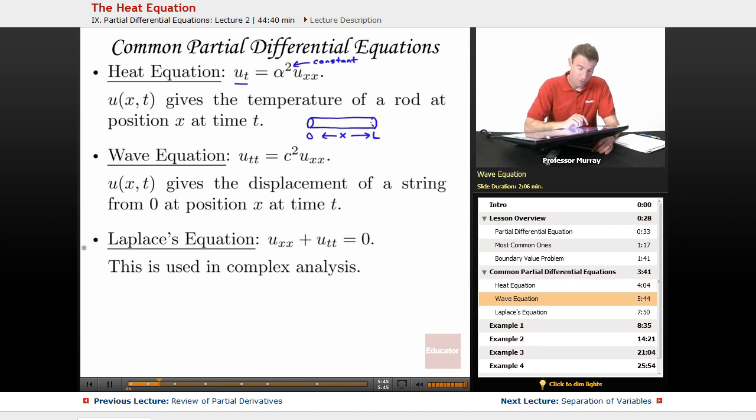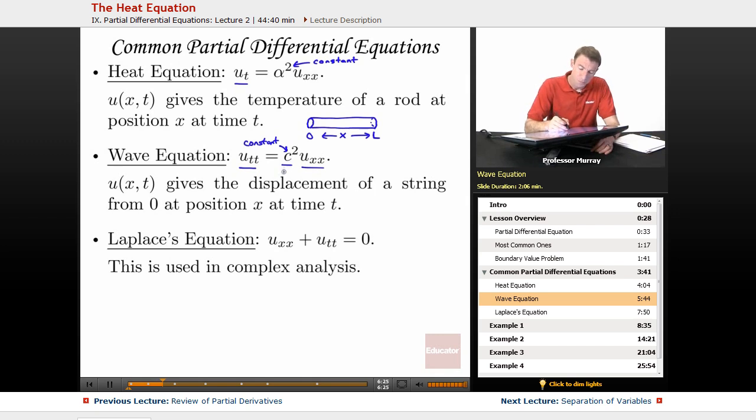The wave equation is another very common one, and it looks very similar. u_tt is equal to c squared times u_xx, and again, the c is a constant. I forgot to mention back when we were talking about the heat equation that alpha squared is a constant of thermal diffusivity, which means it's a constant that depends on the material in the rod. If the material in the rod conducts heat very easily, then you have a higher value for alpha squared. If the material conducts heat poorly, then you have a lower value for alpha squared.